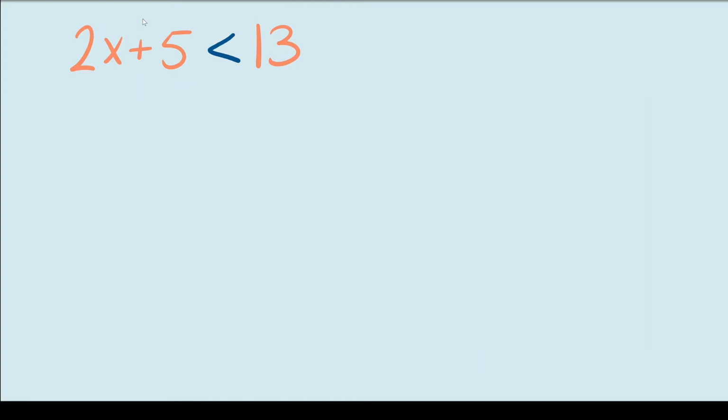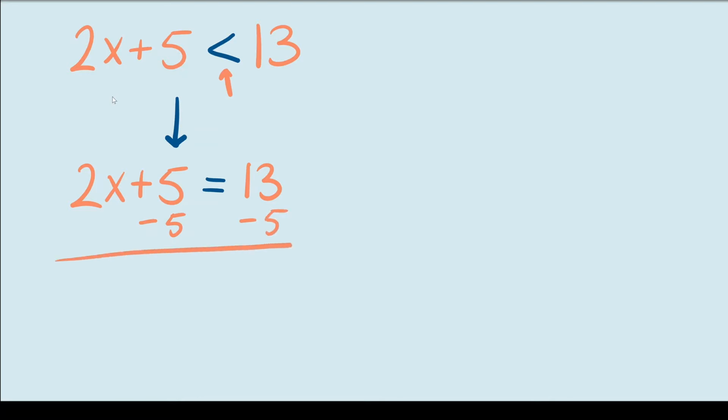A lot of people will get overwhelmed looking at this and just start plugging in numbers that they think will work, but let's try using my shortcut. First, I'm literally going to replace this less than sign with an equal sign. Now we can just solve it like any other regular equation. Let's isolate the x variable from the numbers, so I'm going to subtract 5 from both sides. That leaves me with 2x equals, the 5's cancel out, and 13 minus 5 is 8. Now, I want to divide by 2 so I can isolate my x variable. And that gives me x equals 4.